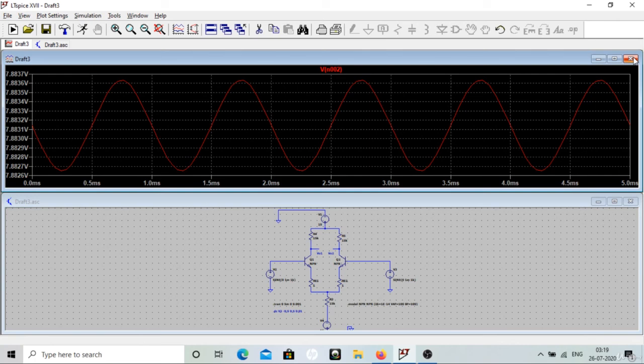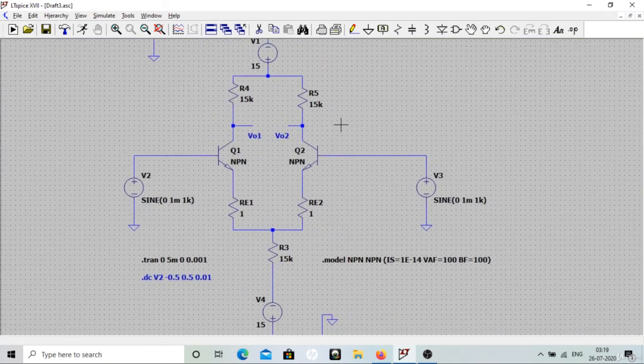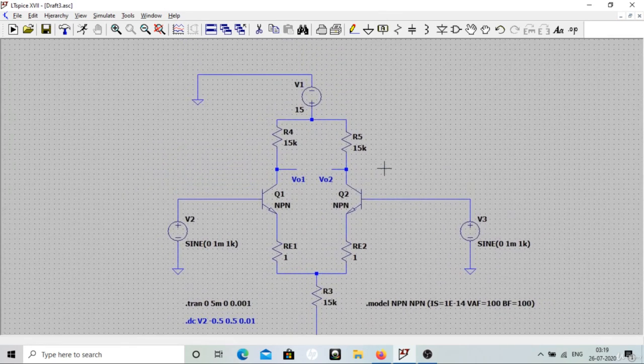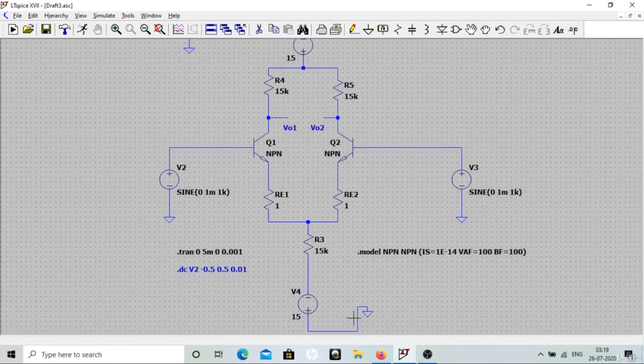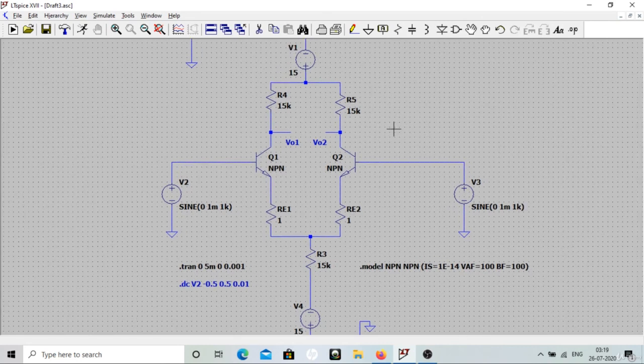So I hope it gave a proper visualization of the differential amplifier, which mostly people get worried about. And if you want to tweak the values of these REs or any of the values, you can tweak them, and you can get insight into the circuit by doing the simulation.